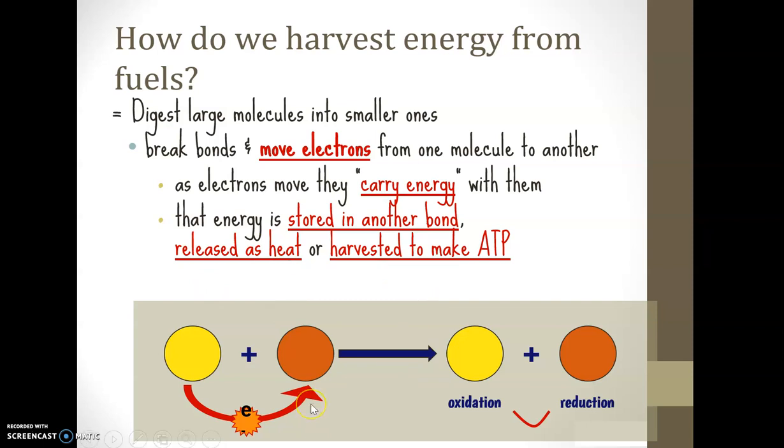Okay, so we got a brief introduction to oxidation and reduction last time. If you are losing or giving up the electron, you're being oxidized. If you are gaining the electron, you are being reduced. Remember, LEO says GER, or OIL RIG. Oxidation is losing the electrons, and reduction is gaining the electrons.